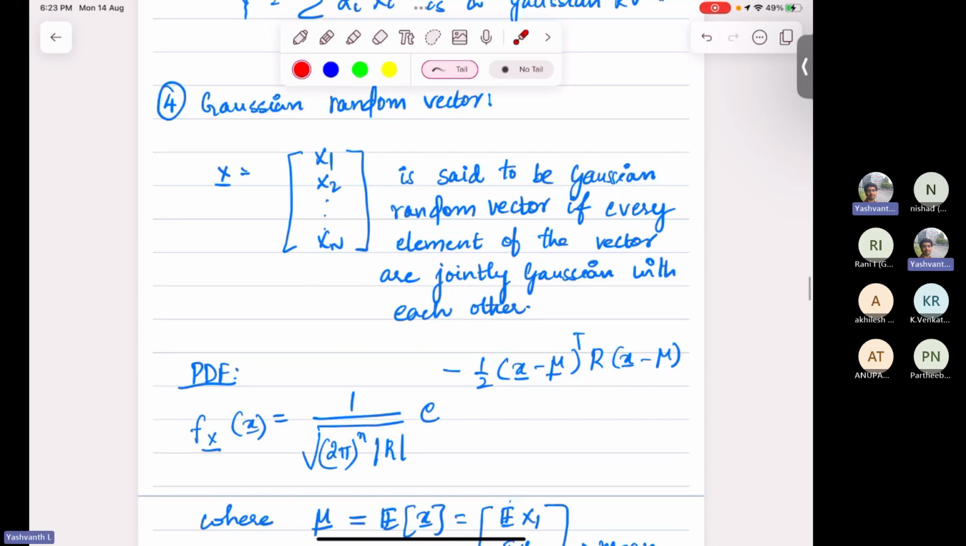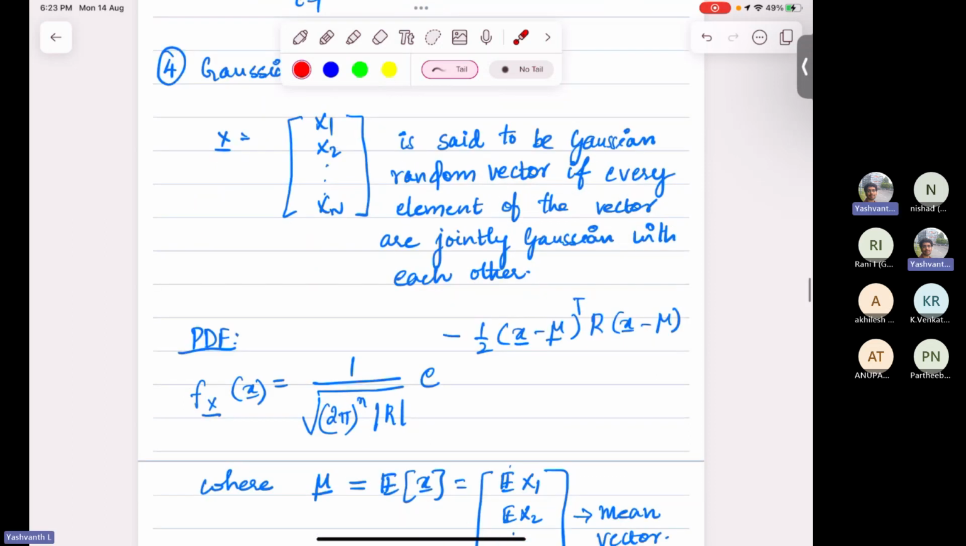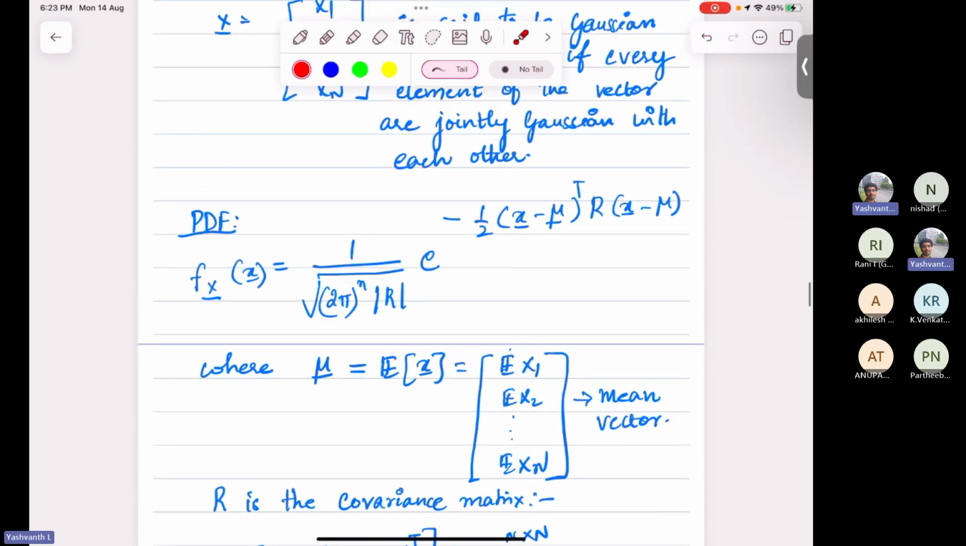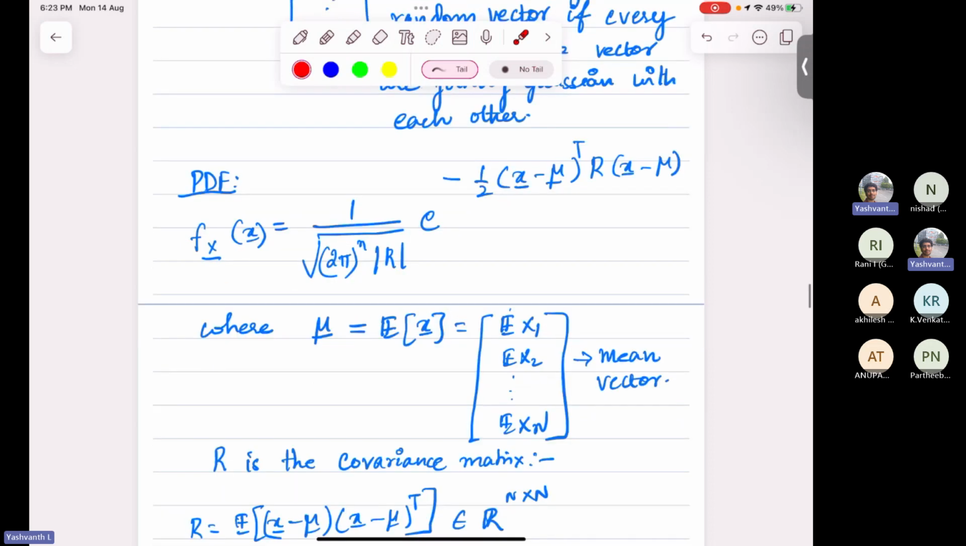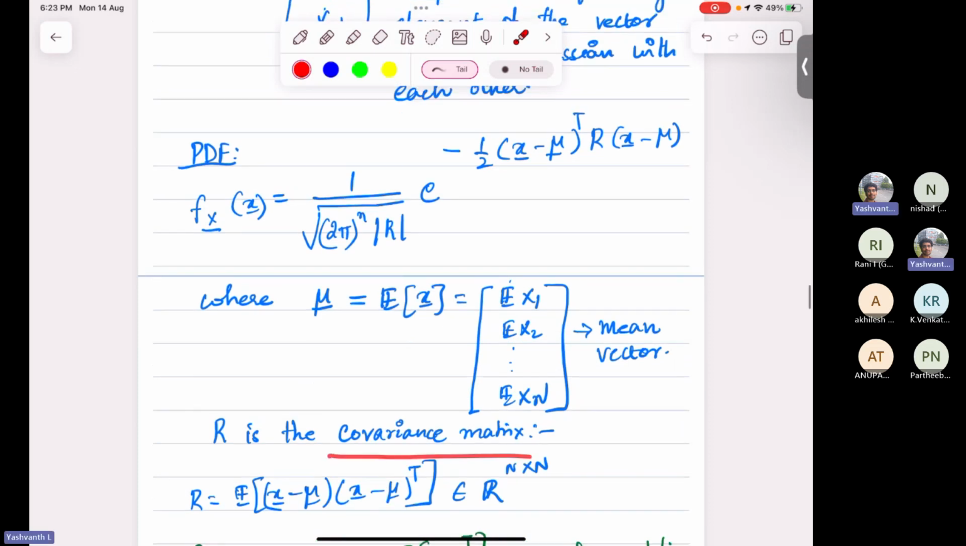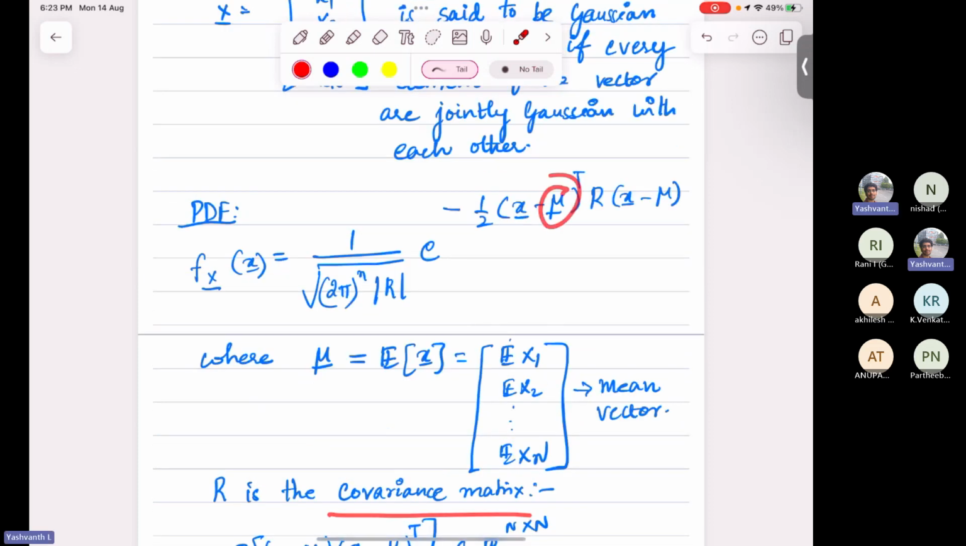Now, the PDF of such a Gaussian random vector is given by this kind of expression, and this is what the professor would have told. x is a random vector, and the input at a particular realization is also a vector. It's given by this particular expression. Here n stands for the number of elements of the vector. This is the determinant of the matrix R. R is defined as the covariance matrix, and mu is the mean vector that is defined as this.